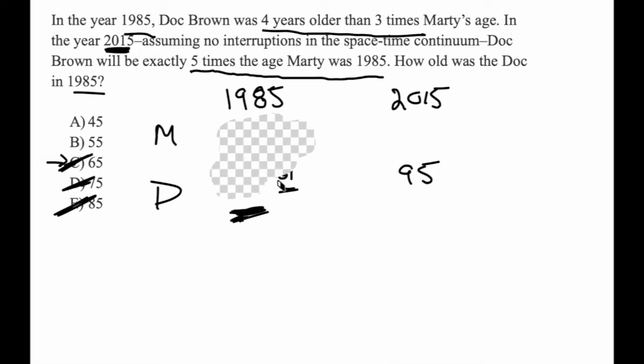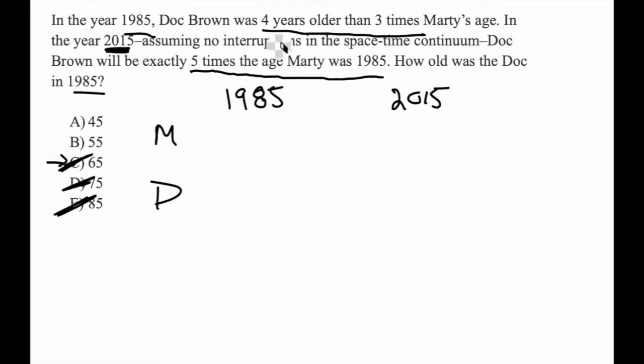I'm going to erase this right there. Okay. So let's test 55. Suppose that Doc Brown was 55 in the year 1985, and therefore 85 in the year 2015, 30 years later. He's supposed to be 5 times Marty's age from 1985.